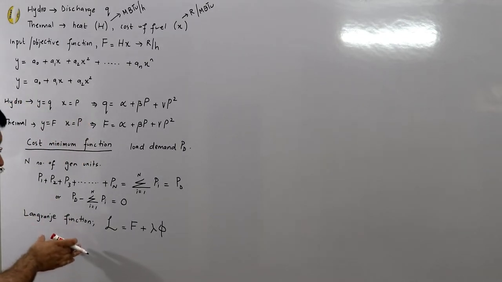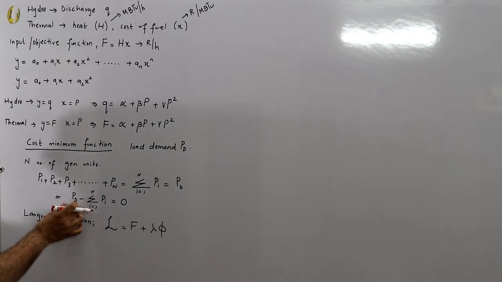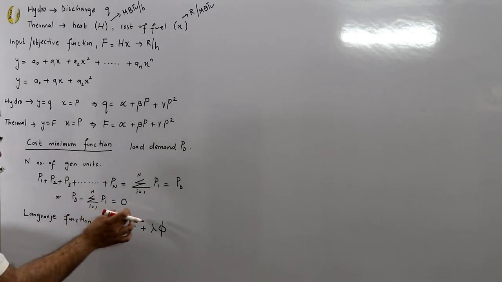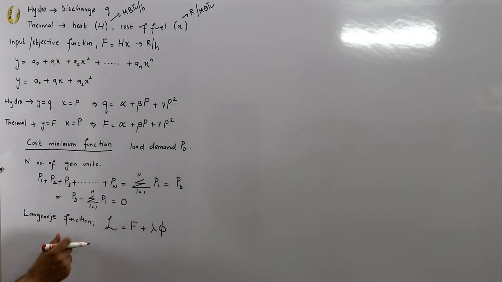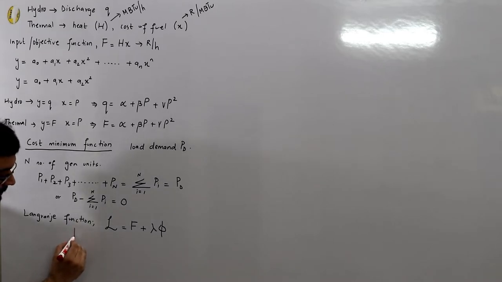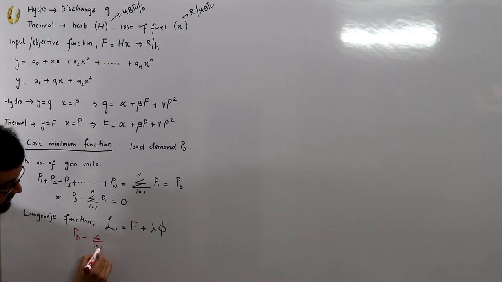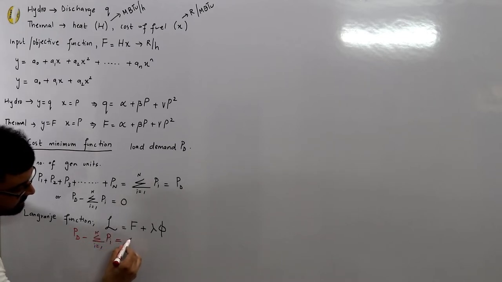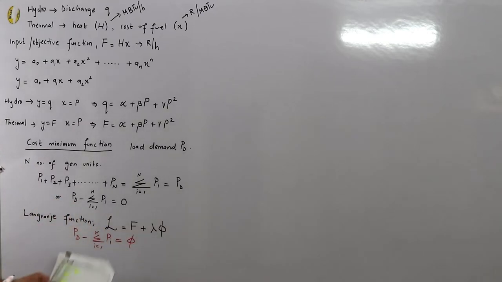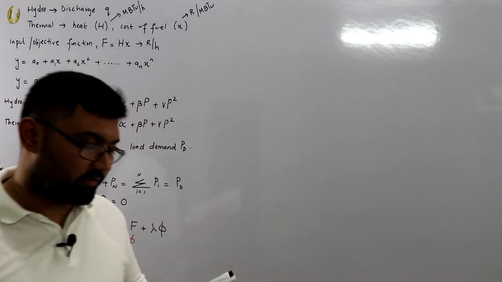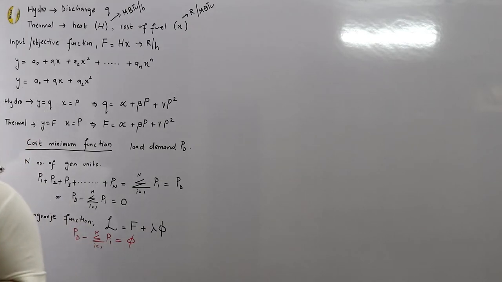Phi is what? Lagrange states that the summation of PD minus the summation of PI is equal to zero. He says to put this equal to phi: PD minus the summation, I running from 1 to N, of PI, just put it equal to phi. This is what Lagrange states. This is the definition of phi. Is that fine? It is.